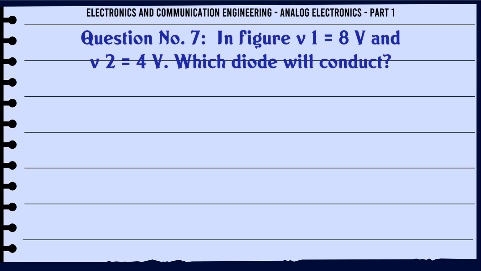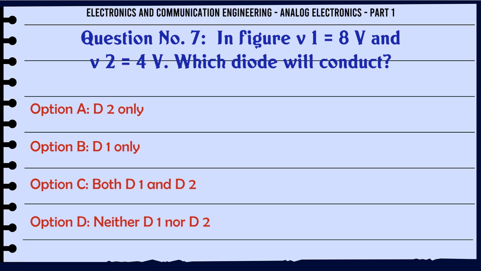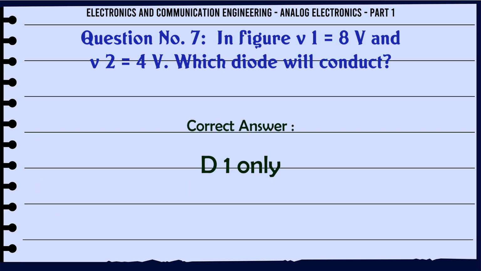In the figure, V1 = 8V and V2 = 4V. Which diode will conduct? A. D2 only, B. D1 only, C. both D1 and D2, D. neither D1 nor D2. The correct answer is D1 only.